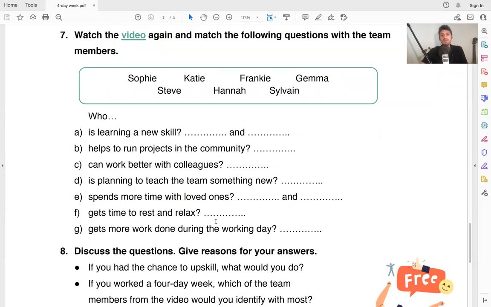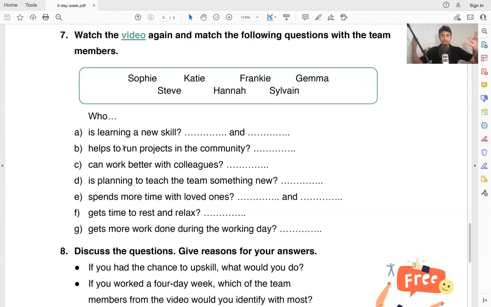Some of them run projects in the community. Okay, so that's a great verb if you're talking about projects. The verb that you use is to run a project. Okay, run a project. Some people say do a project. That's not the best. Run a project.